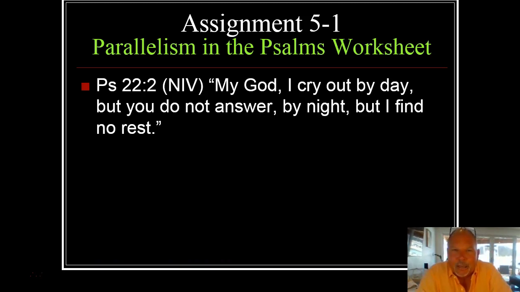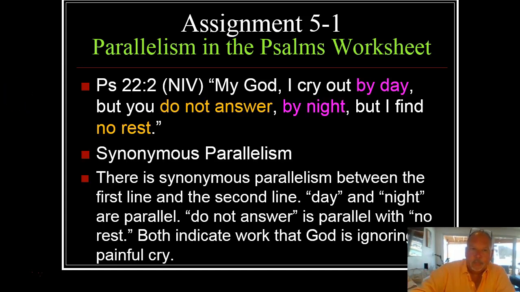Psalm 22 is, "My God, I cry out by day, but you do not answer. By night, I find no rest." If you look at that first verse, or at least verse 2, it is an example of synonymous parallelism. There's synonymous parallelism between the first line and the second line. I cry out by day, you do not answer by night.